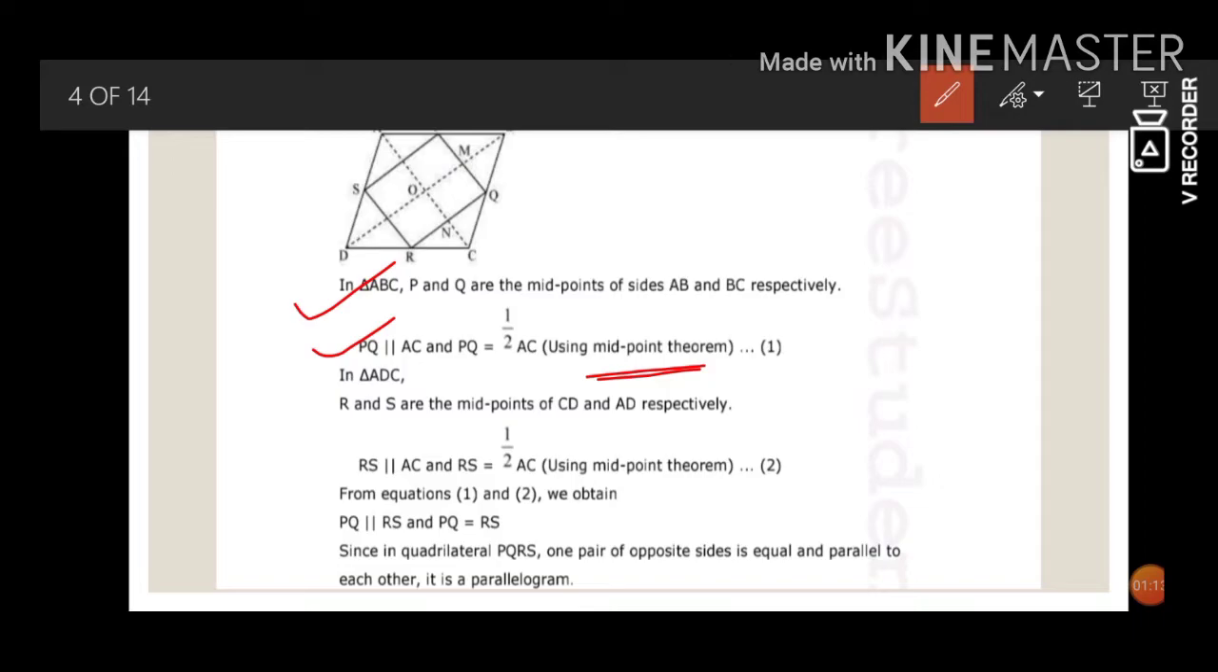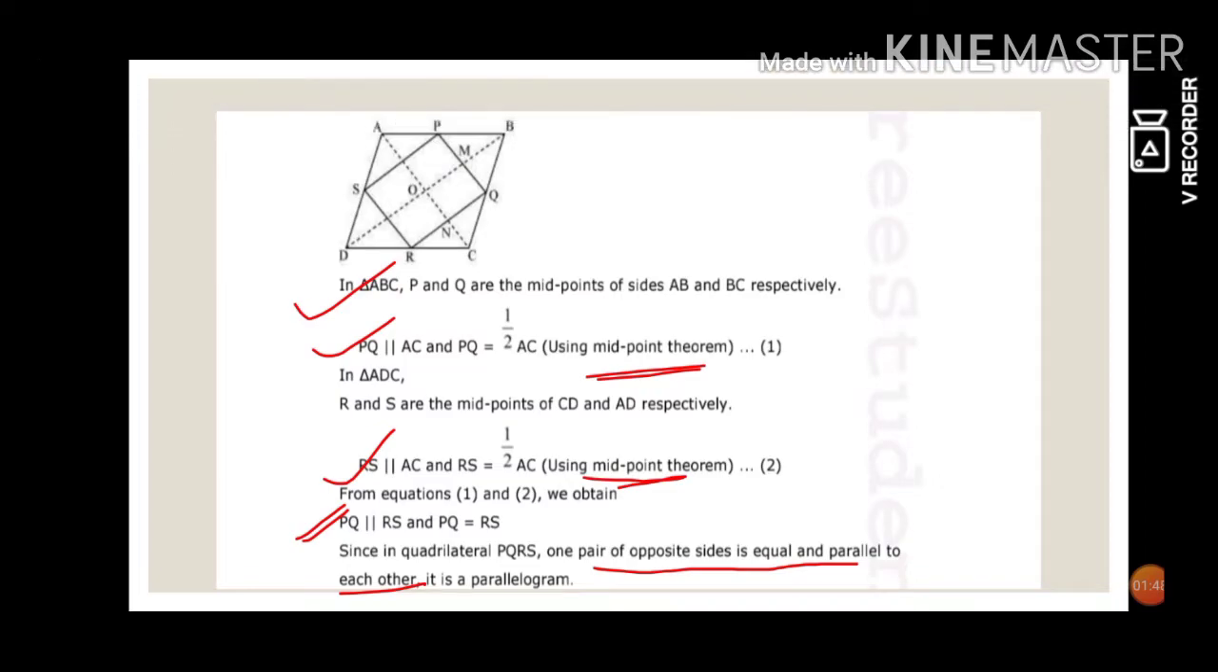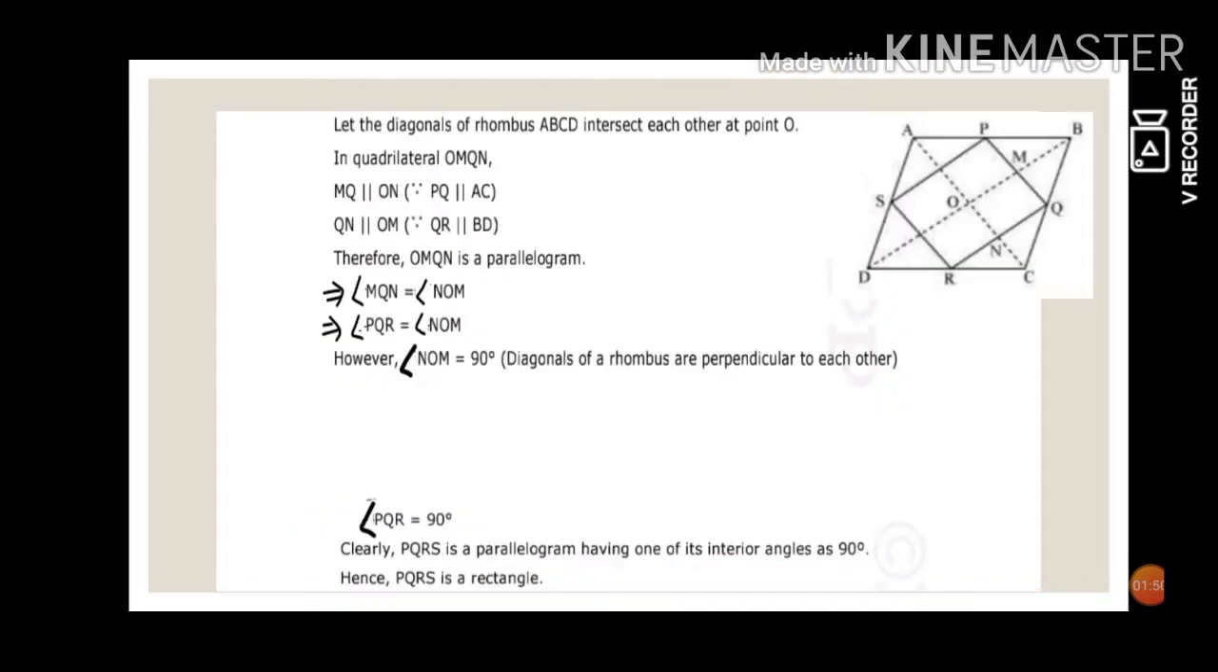Similarly, with R and S as the midpoints of CD and AD respectively, we can say RS is parallel to AC and RS is half of AC using the midpoint theorem. So from equation 1 and equation 2, we can say that PQ is parallel to RS and equal to RS. This gives us the quadrilateral PQRS as a parallelogram, since one pair of opposite sides is equal and parallel. We have to show it is a rectangle.